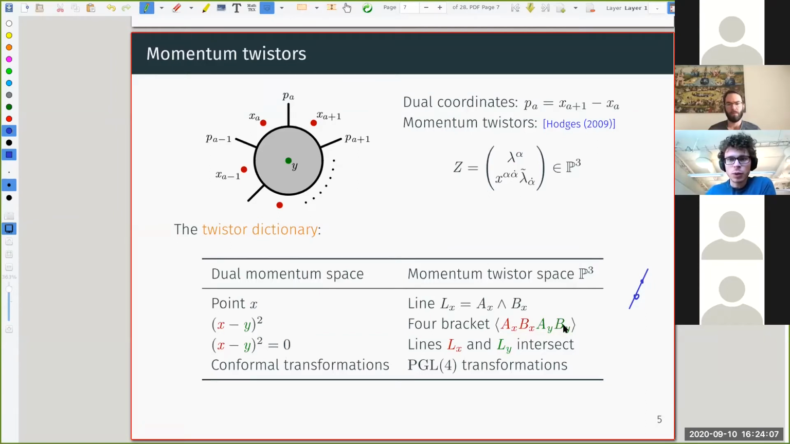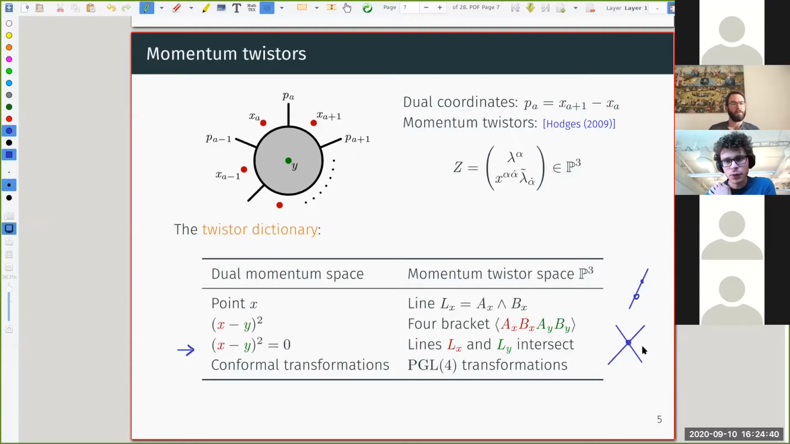Now, what I said is that we want to take residues. In particular, since in this dual space the propagators are essentially just the distance between two points, we will always be interested in the case when the separation between these two points is 0, so when they are lightlike separated. Geometrically, what happens there is that these two lines meet in a point. So that's what we're going to need all the time.